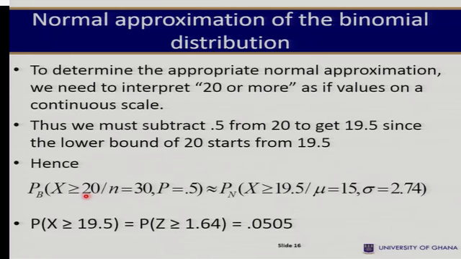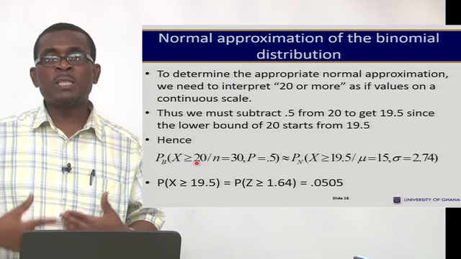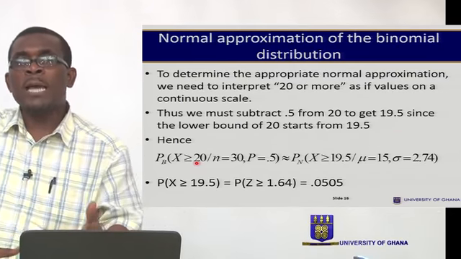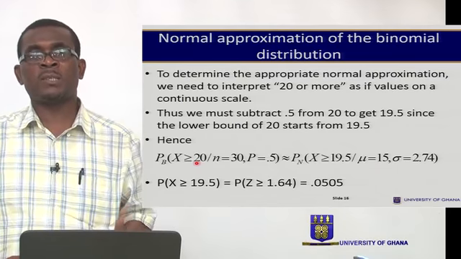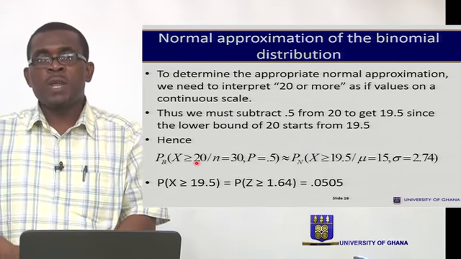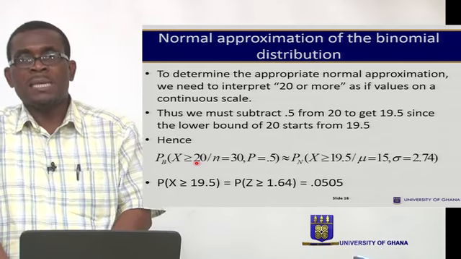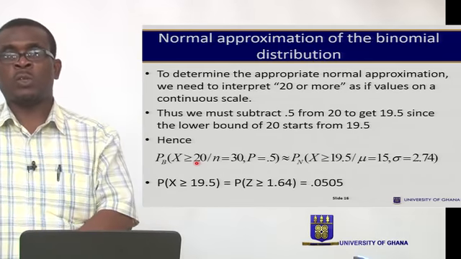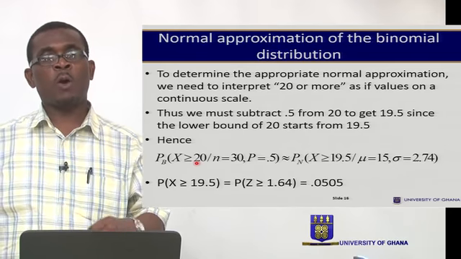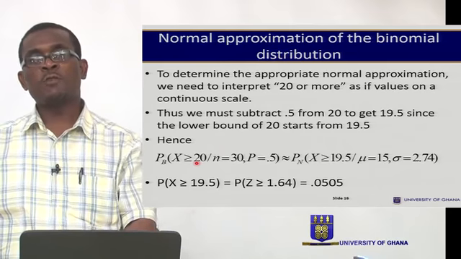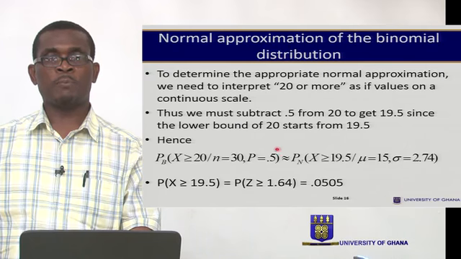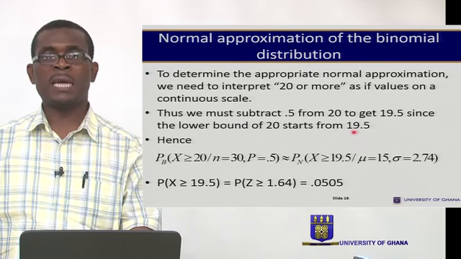Now, because it is continuous, you have to interpret 20 or more as if 20 is inclusive. But where is the lower boundary? Where does 20 start from? 20 must start from 19.5, because that's the boundary that separates 20 and 19, right? Because it is continuous, it's not discrete. We don't want gaps between them. So to calculate the normal probability, you have to subtract 0.5 from 20, which gives you 19.5.